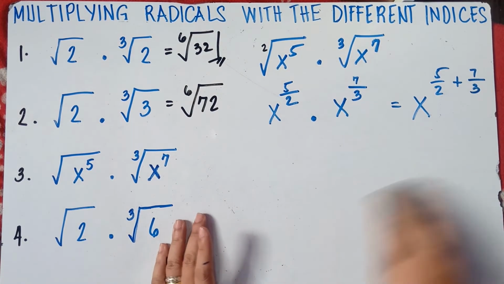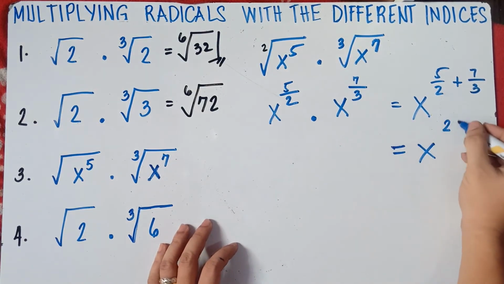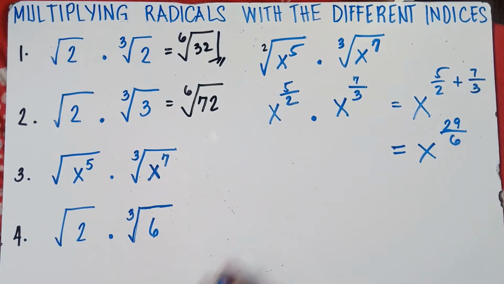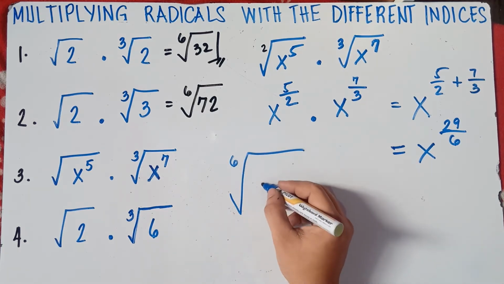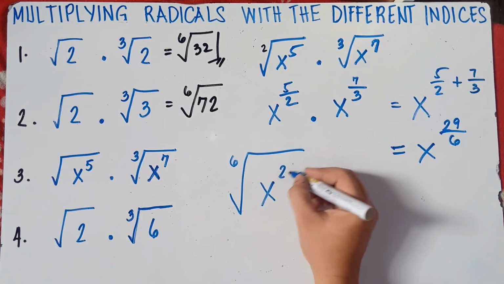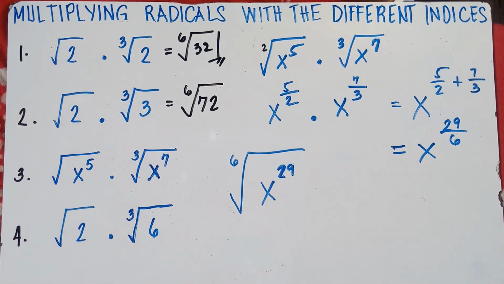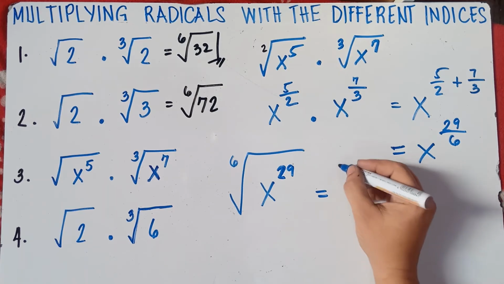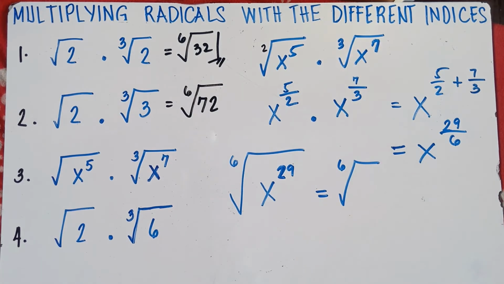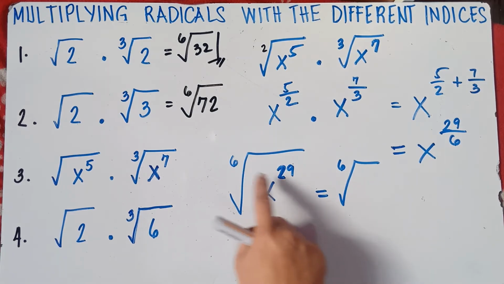29 over 6. So this will be x raised to the power of 29 over 6. So we write this one into radical form. So this will be the 6th root of x raised to the power of 29. Of course, we need to simplify this one, class. 6th root of x raised to the power of 29. So what would be the factor, class, for this one? Alright, so we can factor this out by the 6th root of, so you find a number, class, that is less than 29, that we can divide by 6.